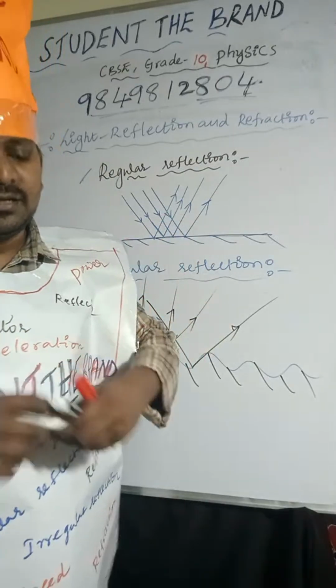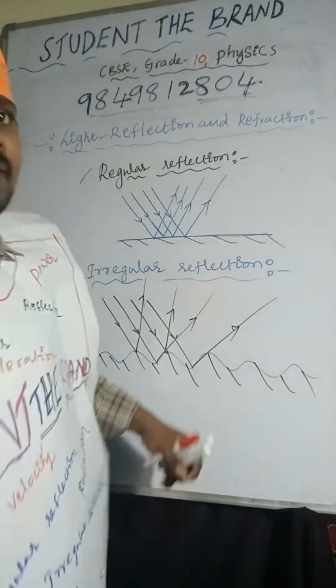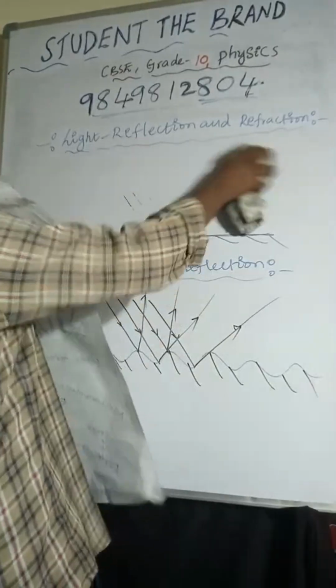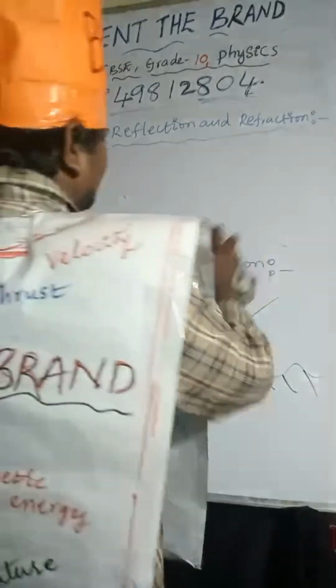Regular reflection and irregular reflection. So next we will discuss object and image.